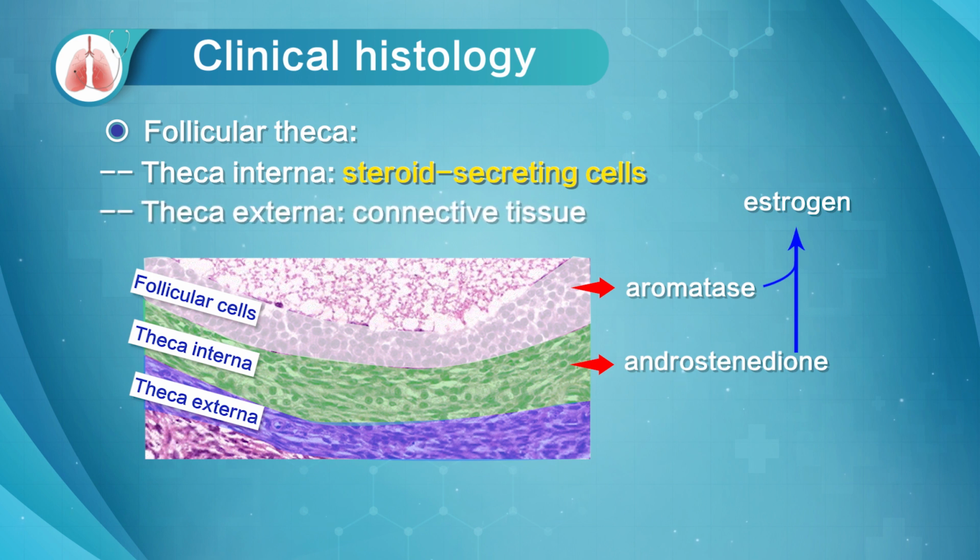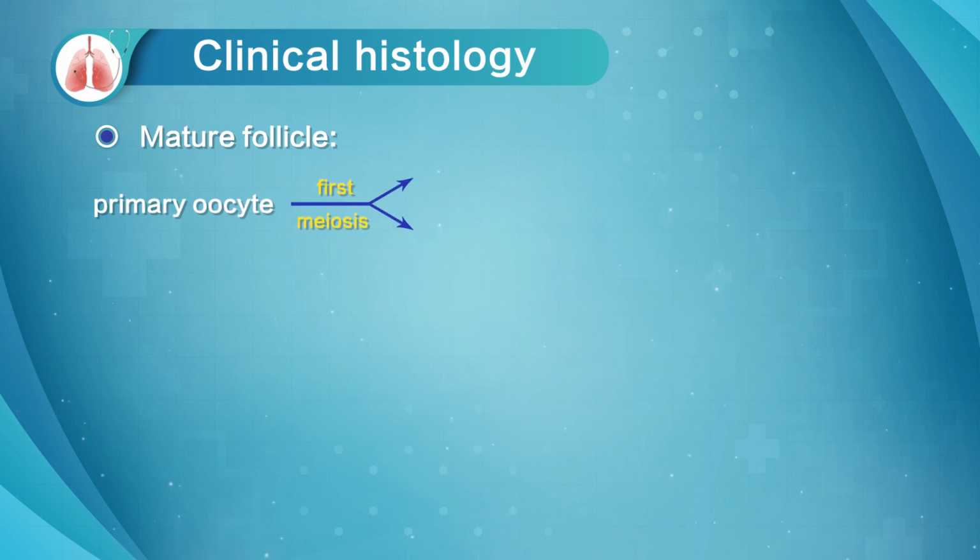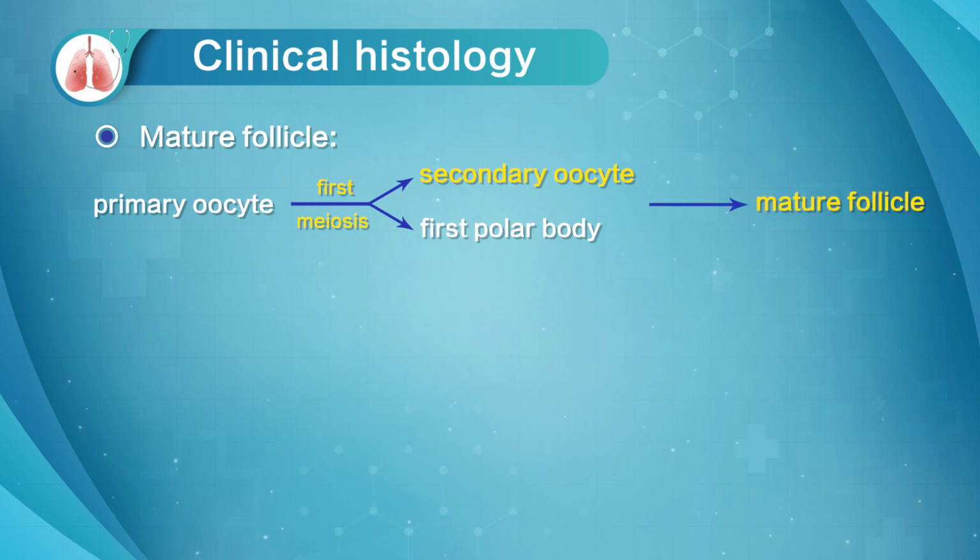The theca externa is derived from the spindle-shaped stroma cells with the potential to contract during ovulation after the follicles come to the mature stage. On about the 14th day of the menstrual cycle, one of the secondary follicles in the ovary develops into a very big structure in size. Before ovulation, the oocyte finishes the first meiosis and becomes a secondary oocyte. This forms the mature follicle.